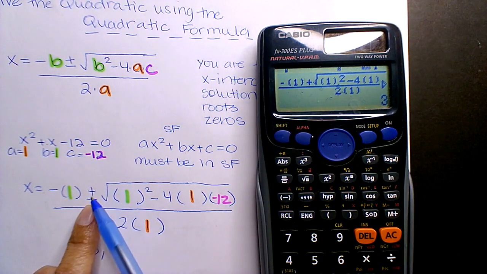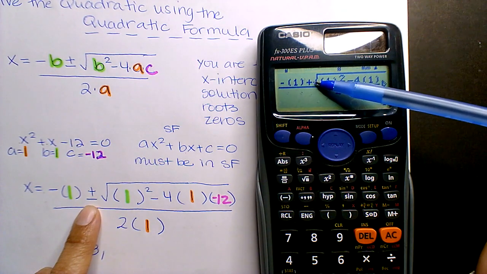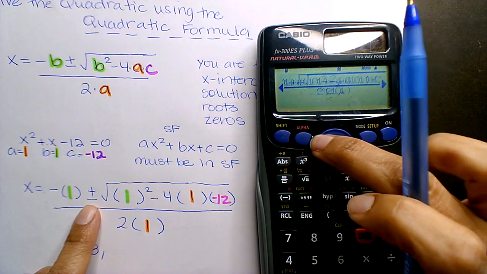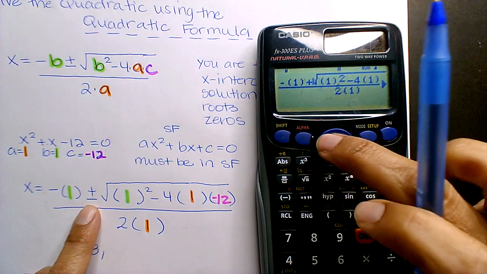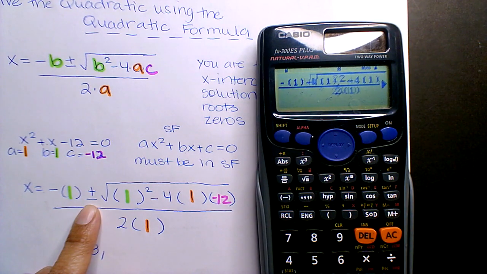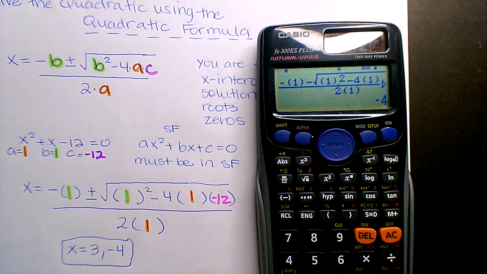But now you have to do the negative case. Remember, plus radical, or minus radical, right? So now I have to change that symbol to a negative, so just go all the way back, delete, and subtraction, hit equal, and I get negative 4. And that is your answer. Those are your roots, your intercepts, your zeros, your solutions.